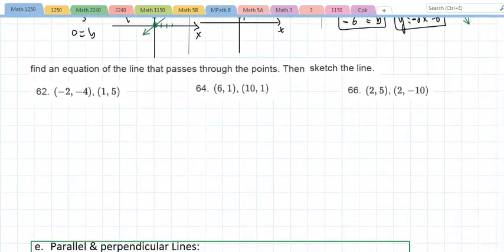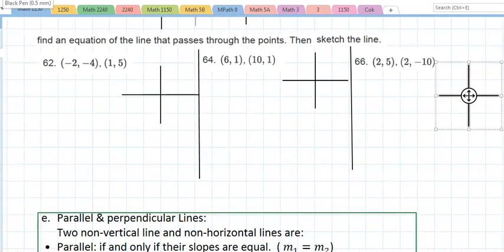Now, on the next set of problems, the same deal again. It says find an equation of a line passing through the points. Then sketch a graph. Well, again, to graph the line, negative 2, 4, negative 1, negative 2, negative 3, negative 4, there's a point, and 1, 5. Connect those with a straight edge. There's my line. I really don't need anything else. 2 points are more than enough.